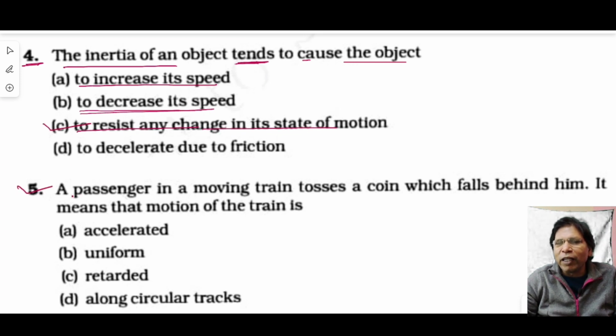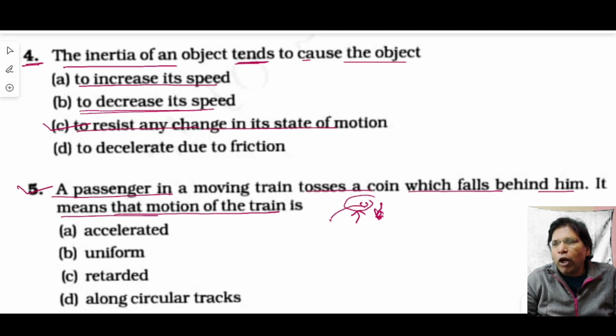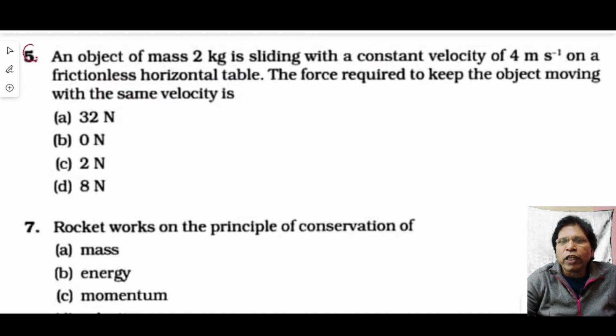Now question number 5. A passenger in a moving train tosses a coin which falls behind him. It means that when a coin is projected vertically upward, its horizontal velocity remains unchanged. As it falls behind, the train is accelerated, because during the flight the velocity of the train increases. That is why the coin falls behind the passenger. Okay, this is question number 6.